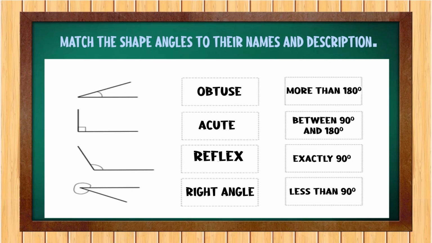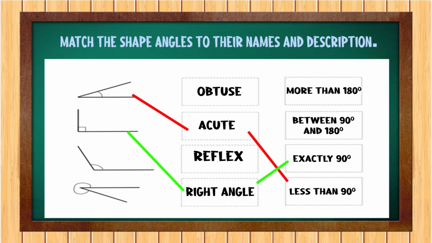Did you get all correct? Let's verify your answer. So the first angle is an acute angle. Now, acute angles are described as measuring less than 90 degrees. Okay, good. Now, the second angle is known as a right angle. Right angles are known to be measured exactly 90 degrees.